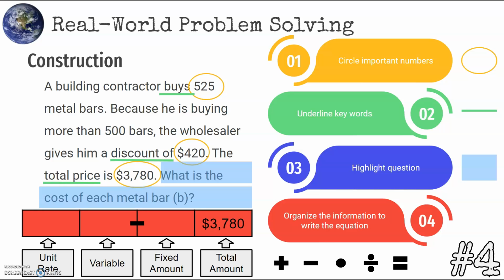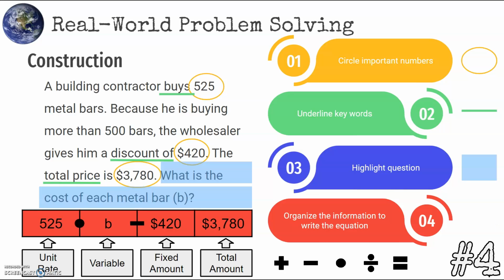Our unit rate is usually the next one that we have. That unit rate is 525. Our variable is B for bars. 525 B for bars, because we got a discount of 420 because we bought more than 500. We're going to be multiplying that initial amount by that 525. The fixed amount is the 420. That's that cost that's not going to change in this.